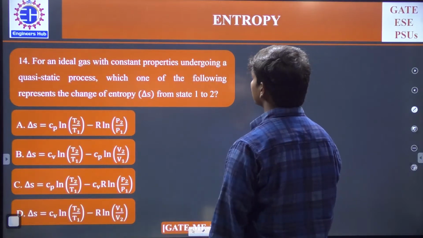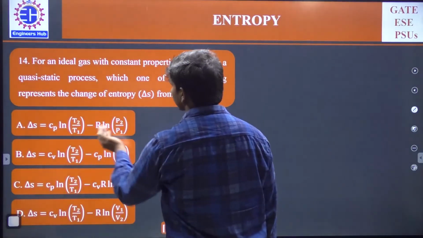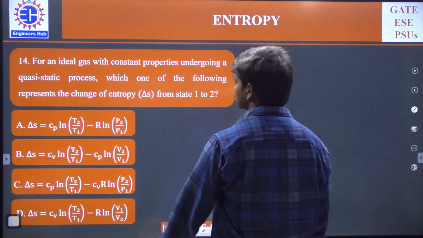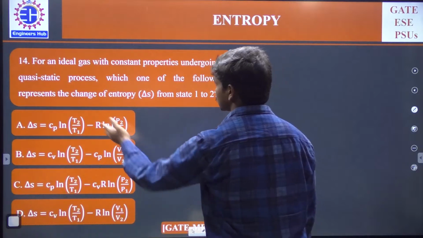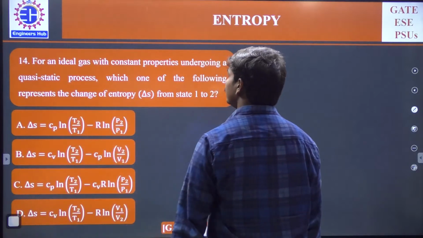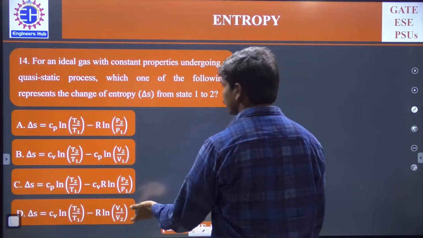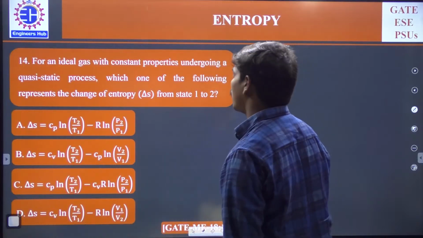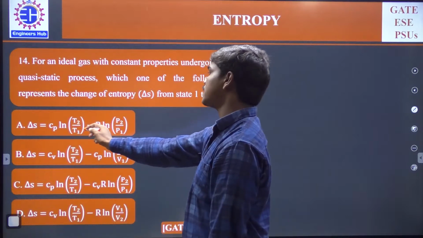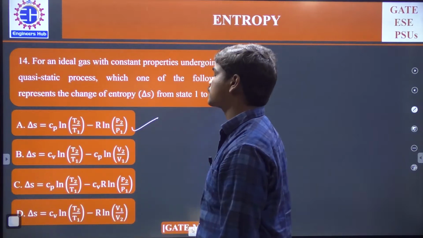For an ideal gas with constant properties, basically he means Cp and R are constants, undergoing a quasi-static process. Of course, we assume this reversible for this ideal gas and we derive. Which one of the following represents the change of delta S from state 1 to state 2? This is the formula that we have been applying since long. So Cp ln T2 by T1 minus R ln P2 by P1. This is the correct formula.